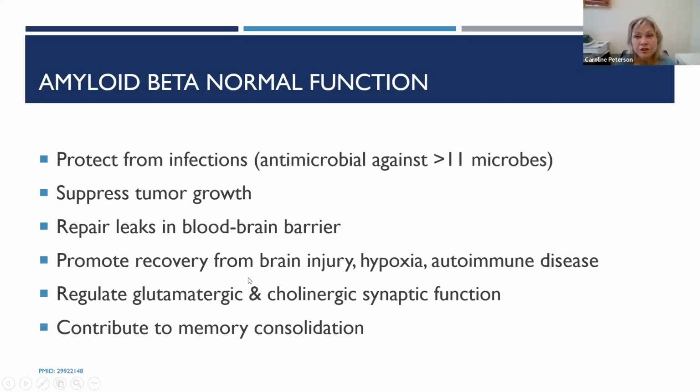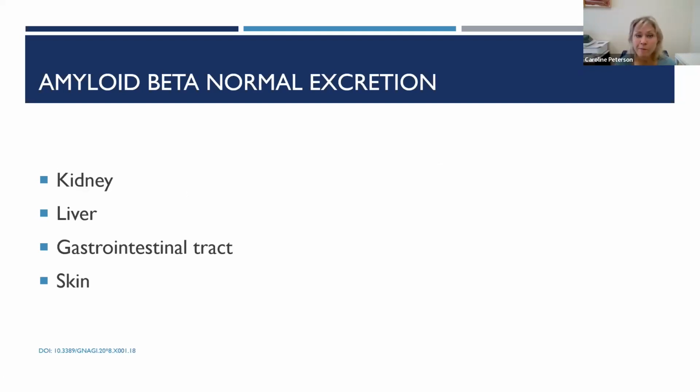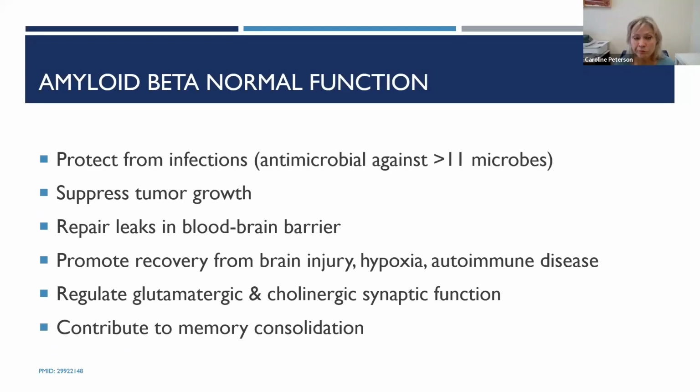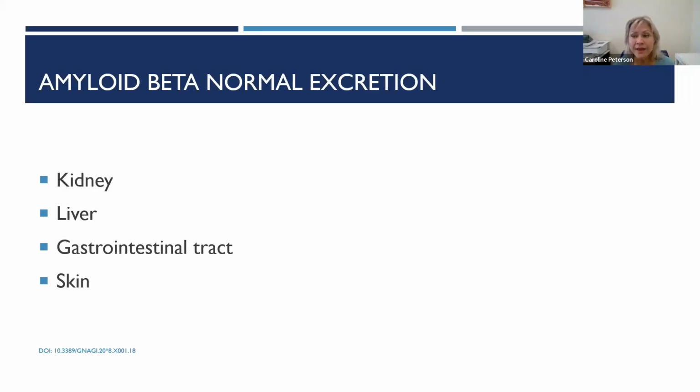So remember how we were just talking about the NMDA receptor and how that's glutamatergic? Everything is going to start fitting together. It also contributes to memory consolidation. It's a great protein, amyloid beta. So what's supposed to happen? It's supposed to do its job. And then you're supposed to poop and pee it out or sweat it out. Sounds pretty good.